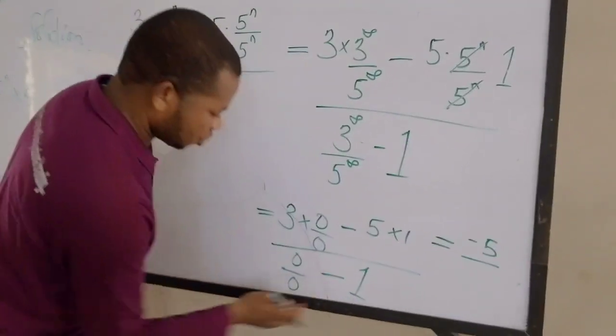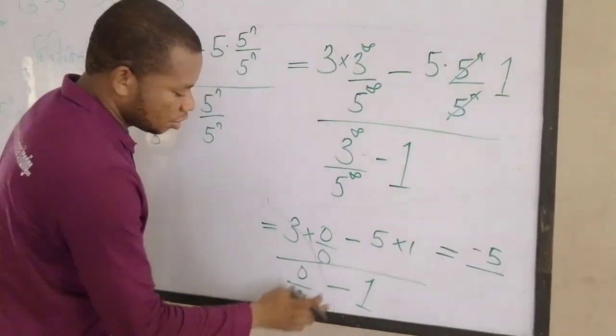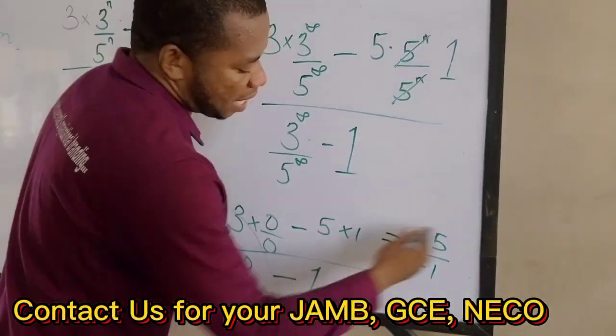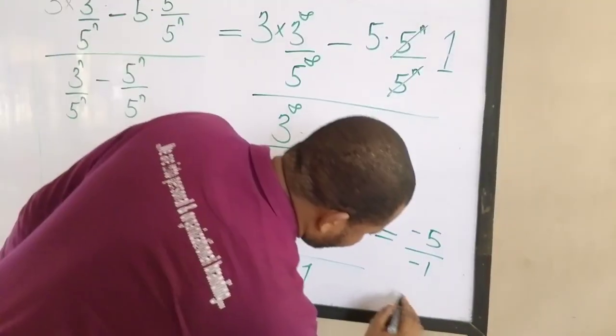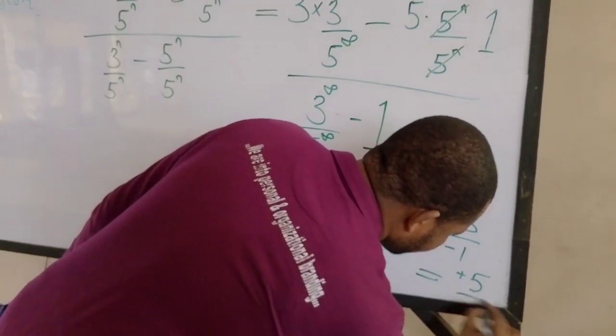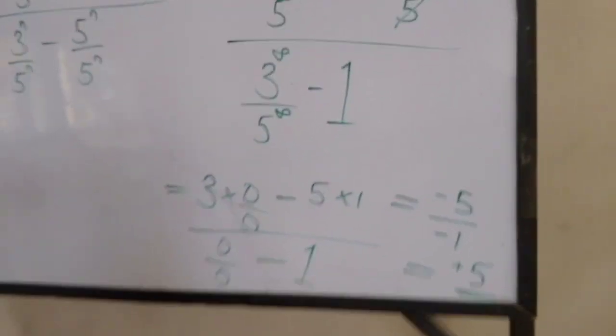Over, we come to the denominator. 0 over 0 is 0. 0 minus 1 is minus 1. So at the end of the day, we have minus 5 over minus 1. What is that? Plus 5. The answer is plus 5.